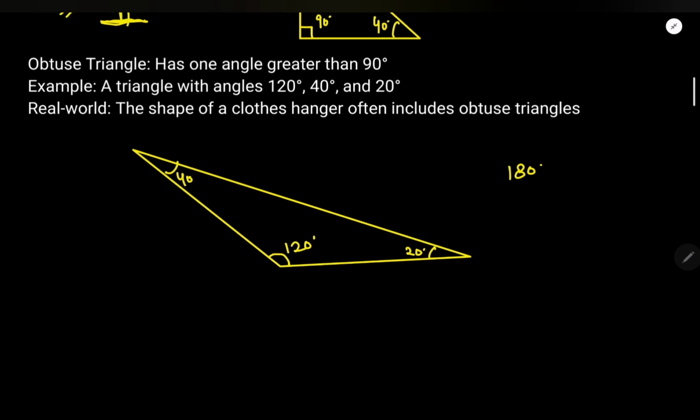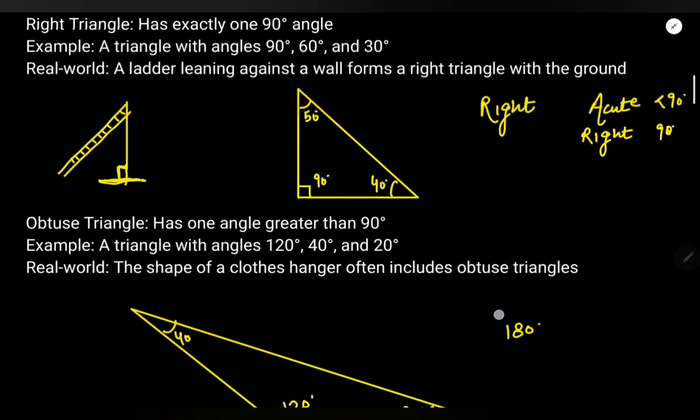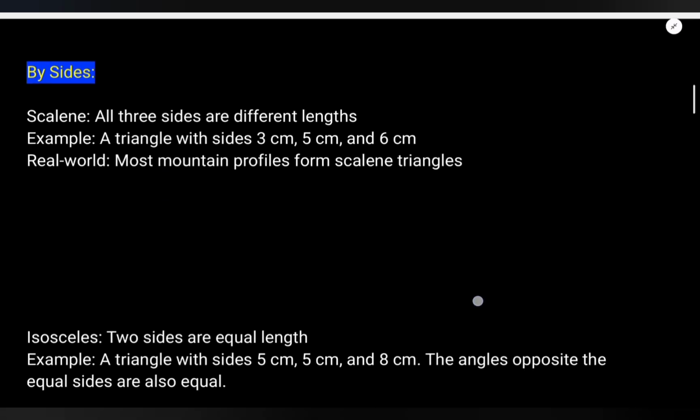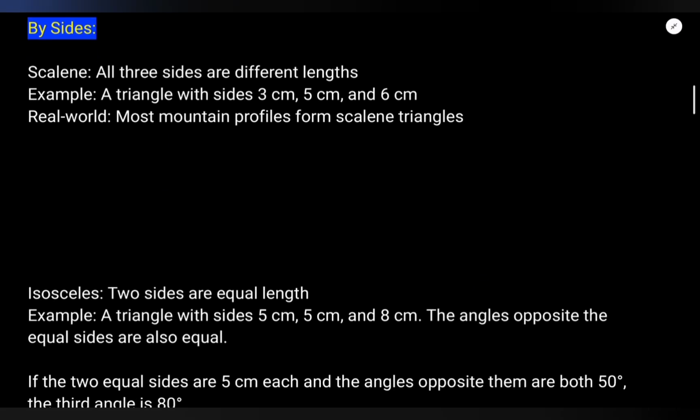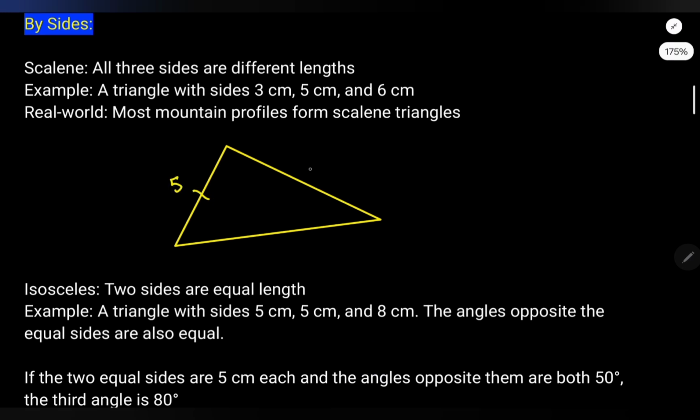So now we know according to angles we have three types: acute, right, and obtuse. Then we look at the types of triangles according to sides. According to sides, we have three options. What are those three options? Either all the sides are of different length. Suppose this is 3, this is 5, this is 6 centimeters. Then all the sides are of different length. This is known as a scalene triangle.